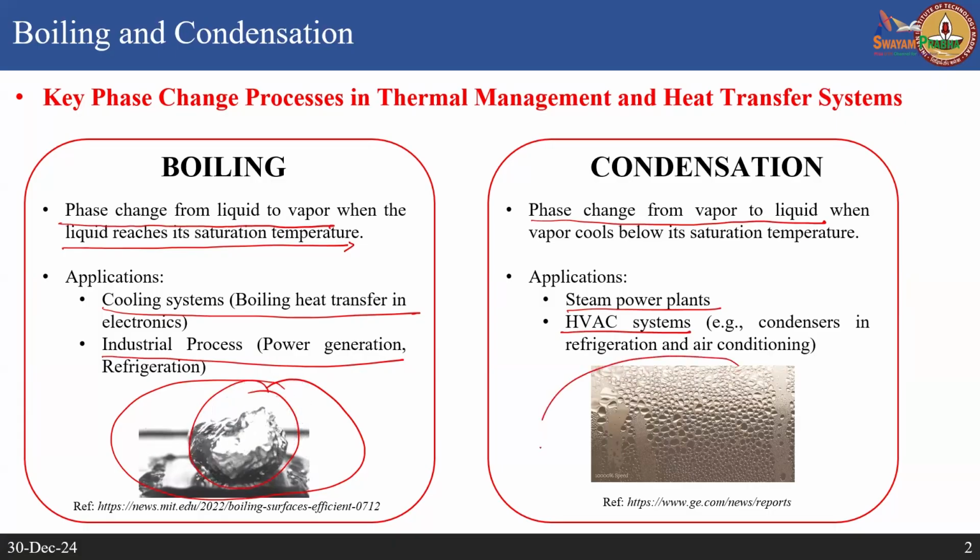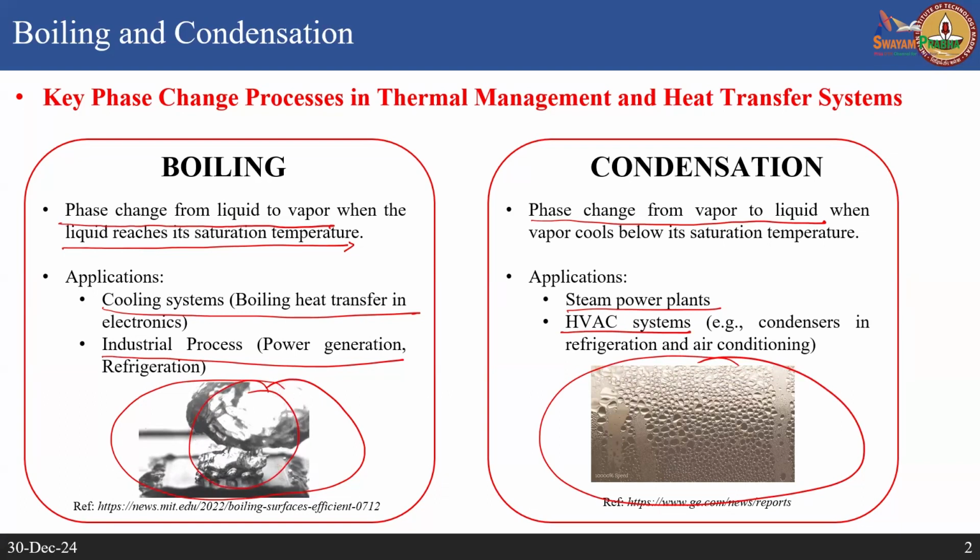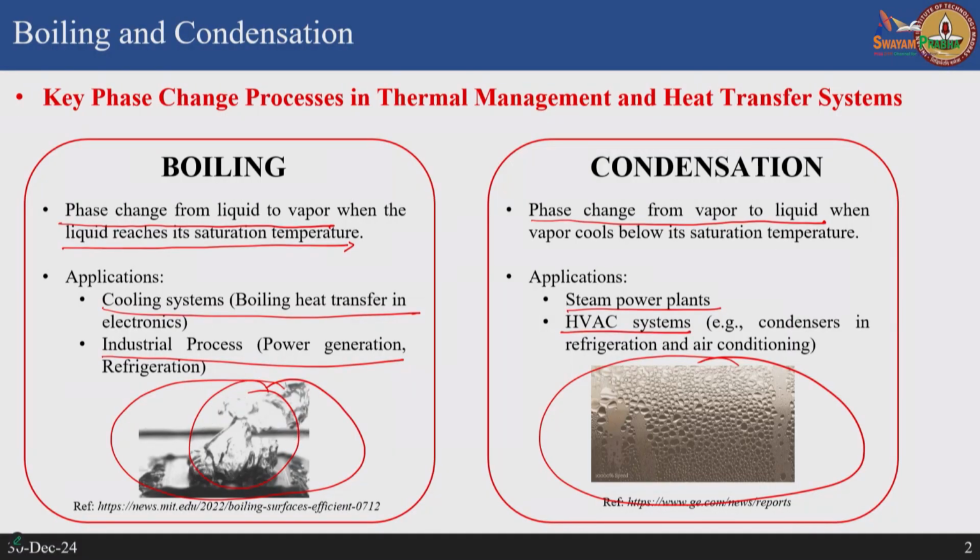Similarly, condensation, when you look at condensation, I think in everyday life you also see this. For example, when you have an outdoor condition where it is very hot and very humid, and inside you turn on the AC to maybe 17-18 degrees, and then you have a window pane. Slowly you start seeing the water vapor in the atmosphere condensing on the window pane, and you see water droplets collecting.